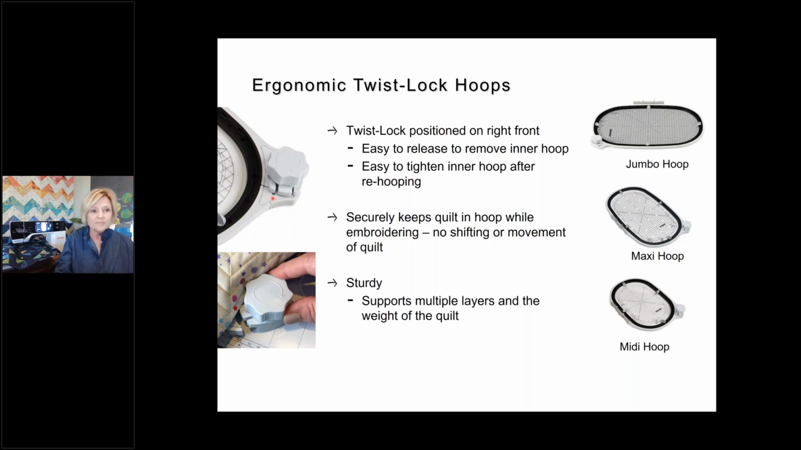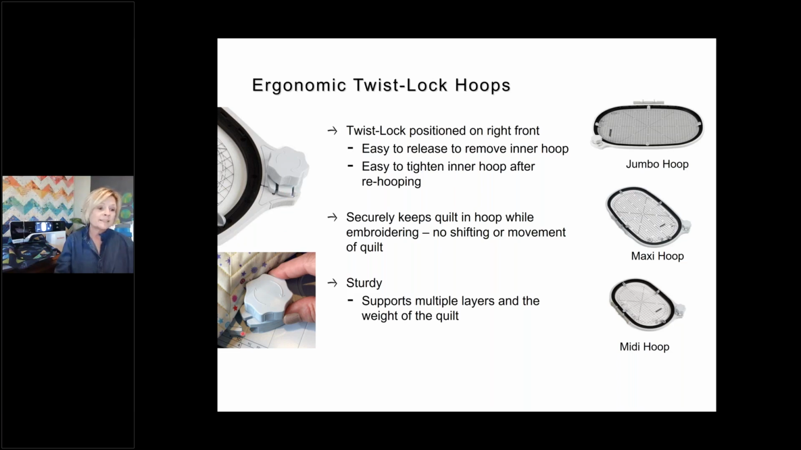quilt around. Because as you will see later in this presentation, when I do computerized quilting, I leave my outer hoop on the module the entire time. And so having this in front to be able to release the inner hoop and then tighten it is a huge advantage. Also, it is very easy to release. This part right here, this is just a little button that you push in. And when you push that in, what happens is it releases this hoop.